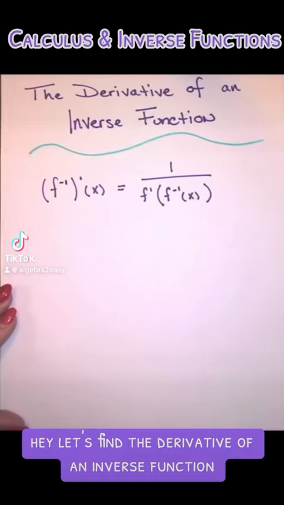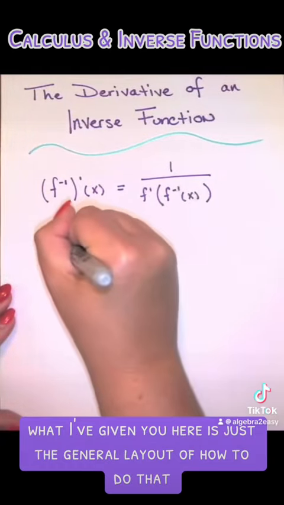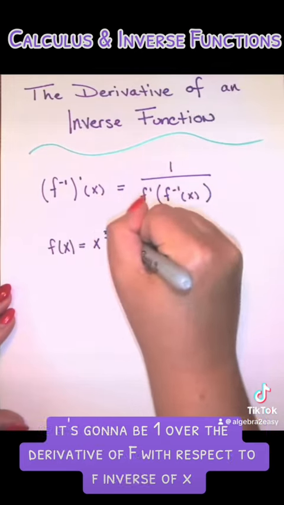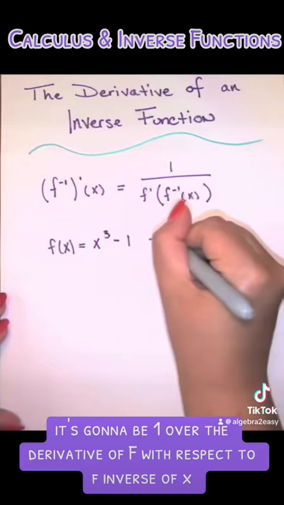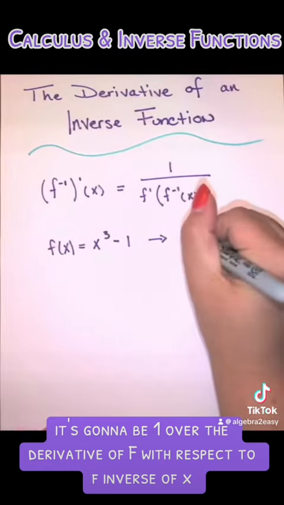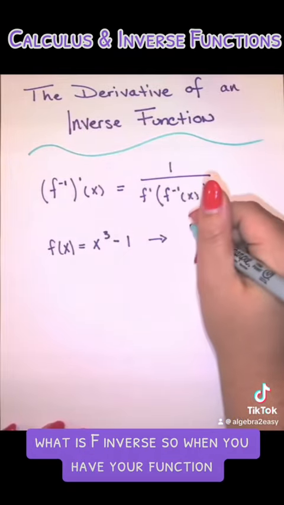Hey, let's find the derivative of an inverse function. What I've given you here is just the general layout of how to do that. It's going to be 1 over the derivative of f with respect to f inverse of x. So the first thing we need to do is, what is f inverse?